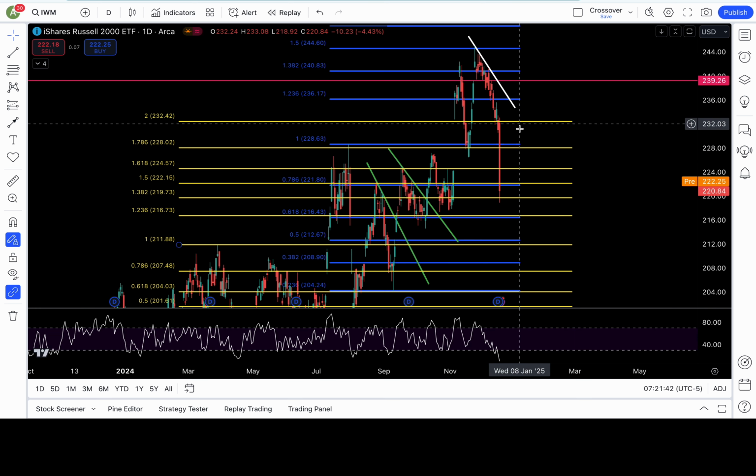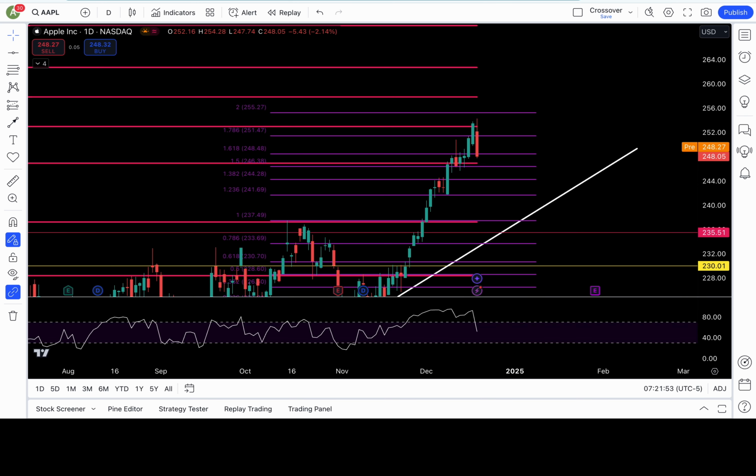But it's got to get above 224.5. Bulls have a lot of work they need to do. But yeah, if those support levels fail, 222, 220, don't argue with the price action. We're heading down lower.